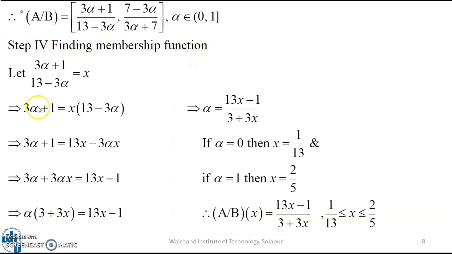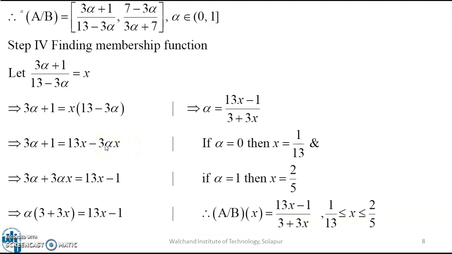First of all, let me equate the initial point (3 alpha + 1) upon (13 - 3 alpha) equal to a variable x. Now multiplying both sides by (13 - 3 alpha), we get 3 alpha + 1 equal to x into (13 - 3 alpha). Writing the left hand side as it is and simplifying the right hand side, that is multiplying by x inside the bracket, we get it as 13x - 3 alpha x.